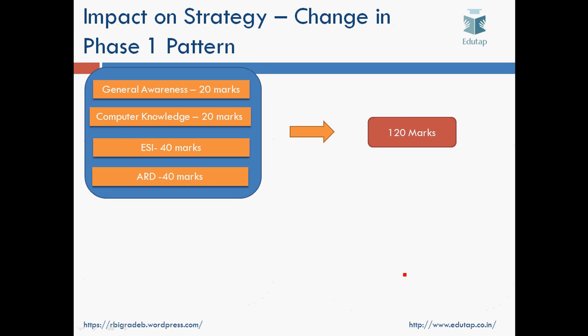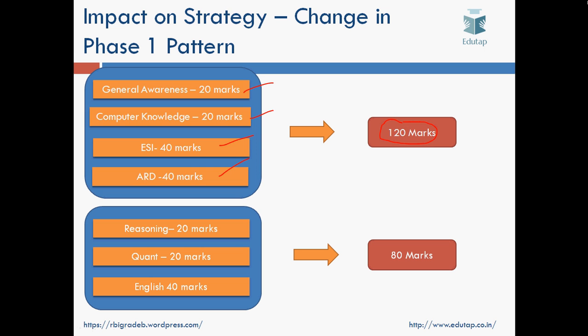So what is the impact on your strategy with respect to the change in phase 1 pattern? Now if you see, there are 4 sections: general awareness 20 marks, computer knowledge 20 marks, ESI 40 marks and ARD 40 marks. These in total contribute about 120 marks, right? On the other hand, there are 3 sections: reasoning, quant and English. These contribute around 80 marks. Now all these 4 sections are kind of theoretical in nature, right? You need to be aware of current affairs and some static knowledge to score in these 4 sections. So the strategy should be that you score maximum here, that is 90 plus in these 4 sections out of 120.